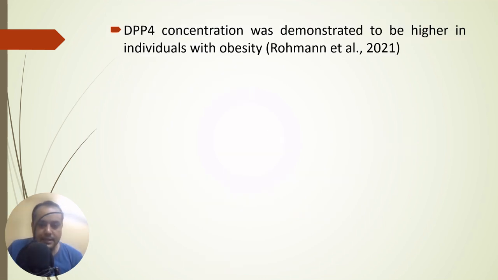In a study that was conducted by Rohmann et al. in 2021, it was shown that DPP-4 concentration is higher in individuals with obesity. And we all know that obesity is a risk factor for the development of type 2 diabetes mellitus.